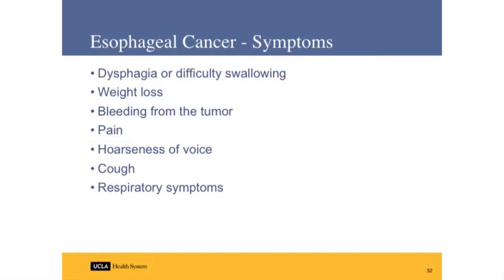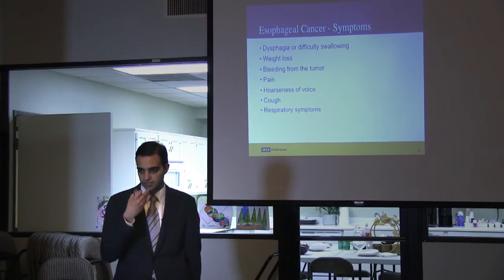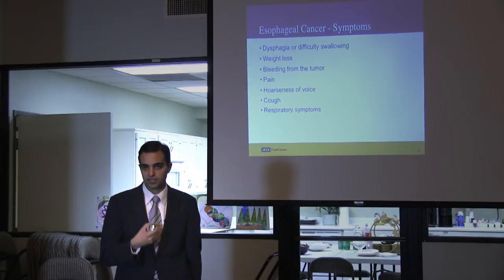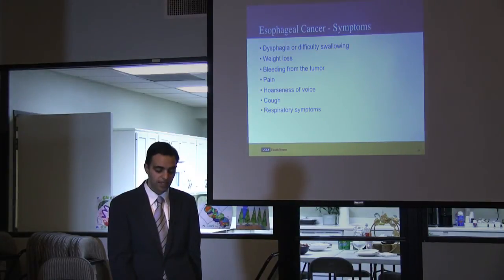Other symptoms include weight loss, bleeding from the tumor, pain. The pain can often radiate to the back, so patients say I have pain in my mid-chest that's going to the back. Hoarseness of voice, cough, and then respiratory symptoms mostly occur because the food contents cannot go down and they're coming up and they're going down the airway, causing cough and other respiratory symptoms. Weight loss is seen in about 50% of patients.